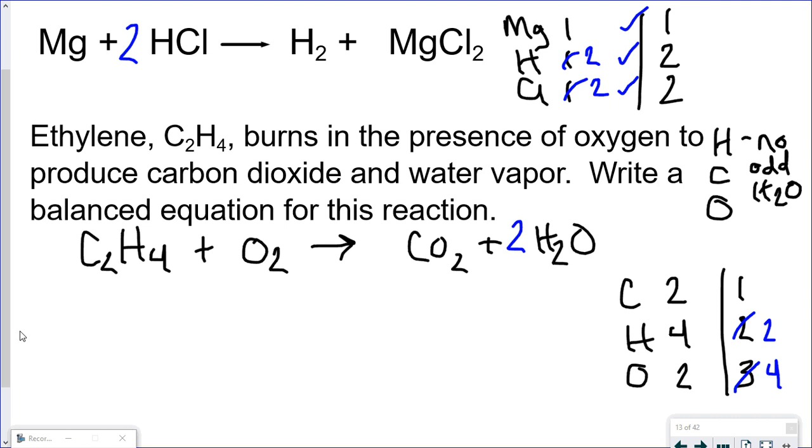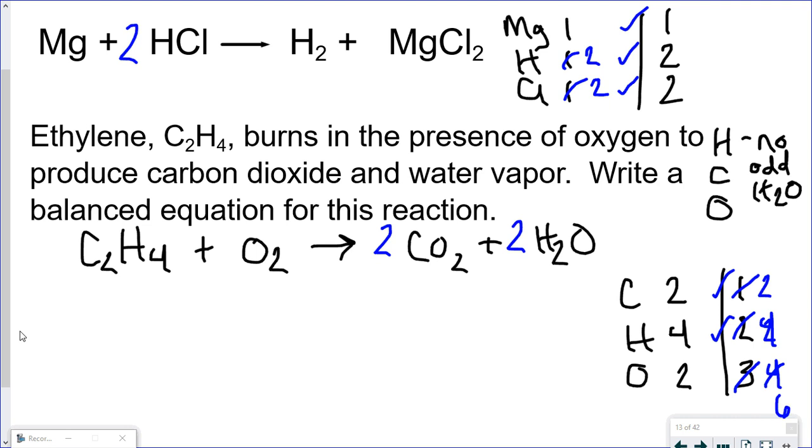Now, excuse me, that should be 4 and 4. So hydrogens are matching. Now fix carbon. We have 2 on the reactant side, 1 on the product side. So we need to multiply by 2. That does give us 2 carbons, but that also changes our oxygens. So we have 4 in carbon dioxide plus 2 in water to make a total of 6.